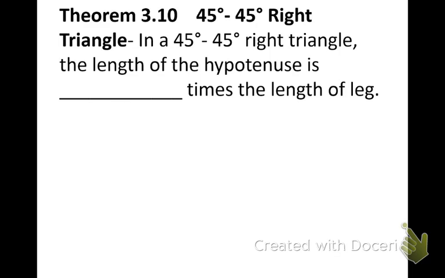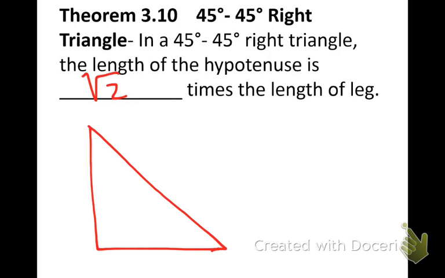In a 45-45 right triangle, the length of the hypotenuse is radical 2 times the length of the leg. So here's my right triangle. This is a 45-45 right triangle. And so we would have, this would be S radical 2. That's our map for a 45-45 right triangle.